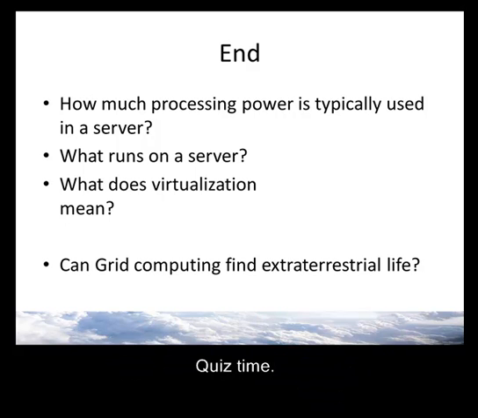Here we are again. How much processing power is typically used in a server? 5 to 10%. That's not much of the server's capability. What typically runs on a server? An operating system and some applications.